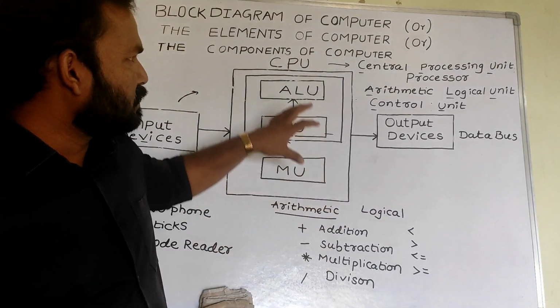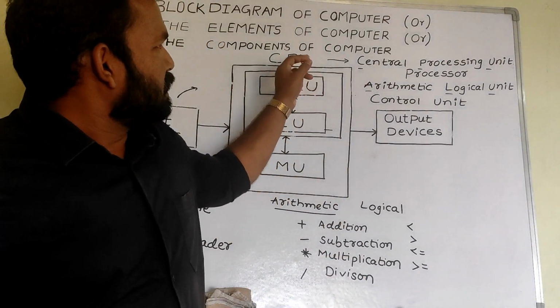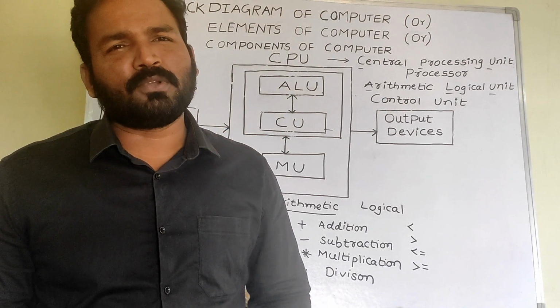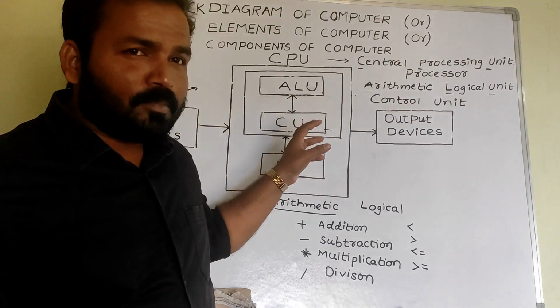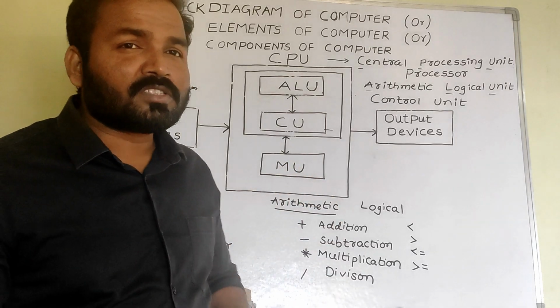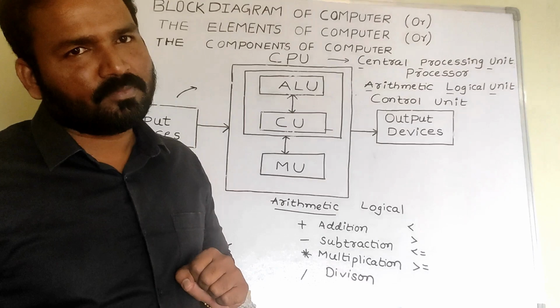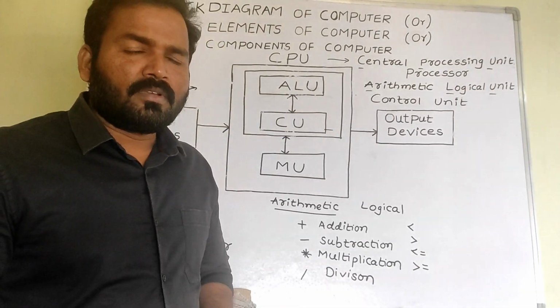Okay, right. So this is about CPU. CPU is the most important part of the computer. The actual processing of data takes place in the CPU. Okay, so that is about CPU.